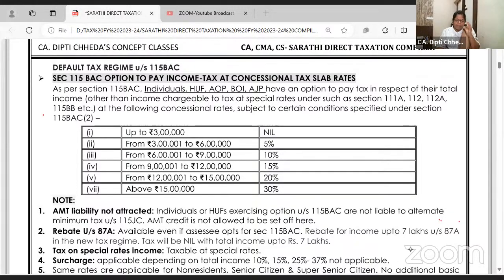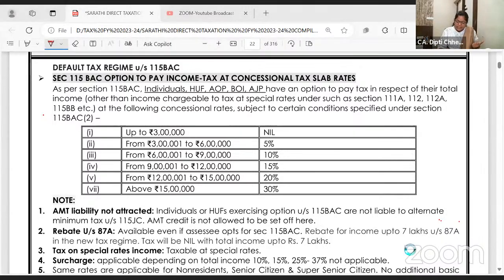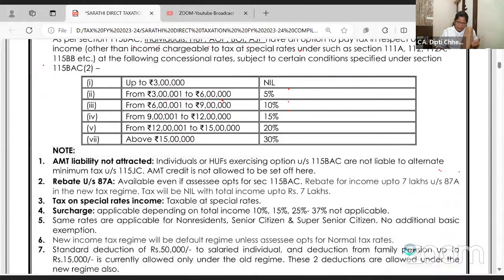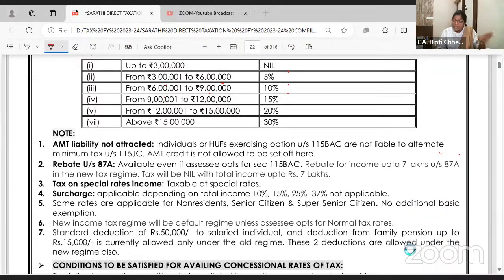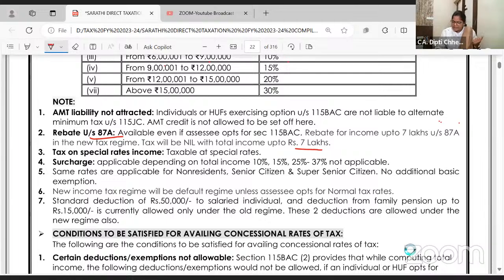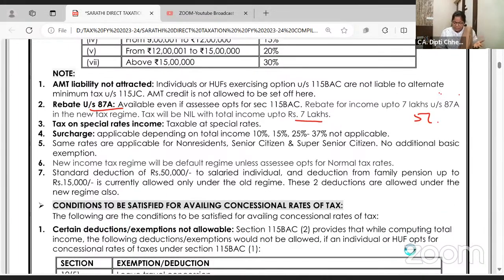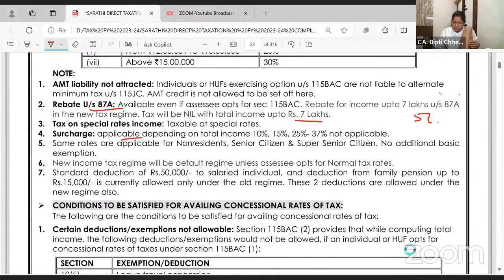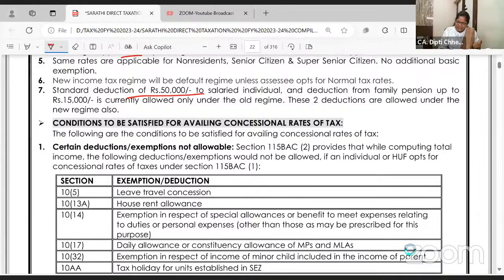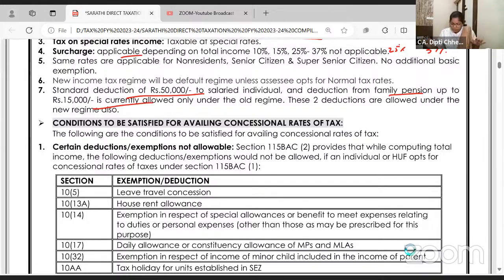Check. The DT compiler with booster notes and question answers are all available in the Telegram group. It is applicable for Individual, HUF, AOP. Tax rates are 3 lakh nil, 3 to 6 lakh 5%, 6 to 9 lakh 10%, and so on. AMT is not available if you are going for the default tax regime. Rebate under 87A is 7 lakhs here, there it is 5 lakhs. Special income, special rates. Surcharge, I missed out: in the normal regime, the highest surcharge is 37%. Here, the highest rate of surcharge is 25%. Standard deduction and family pension are allowed in both regimes.